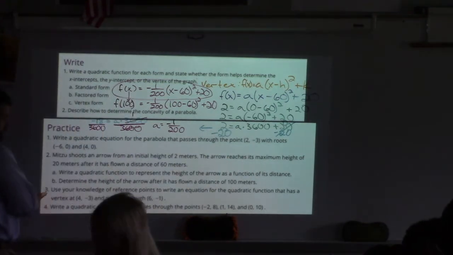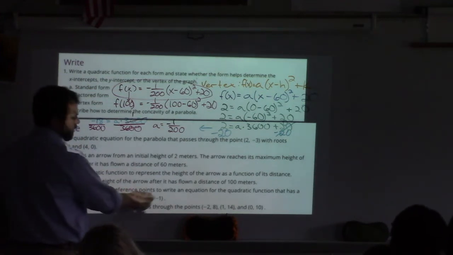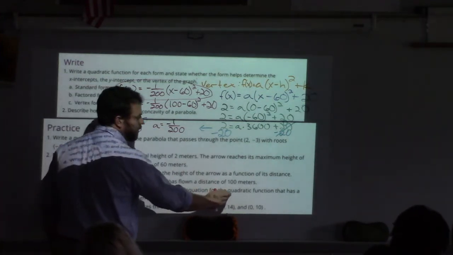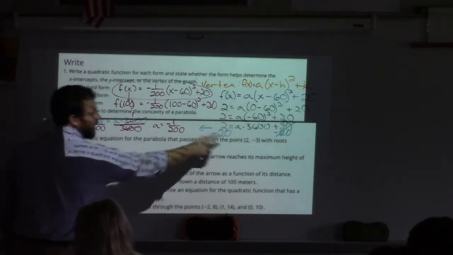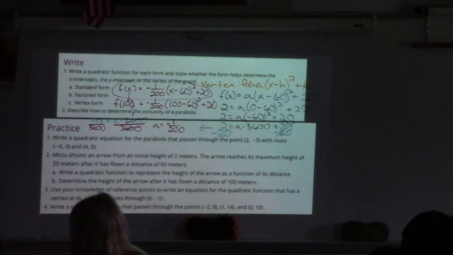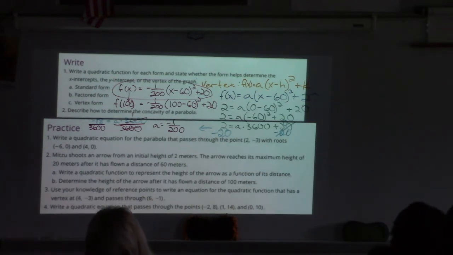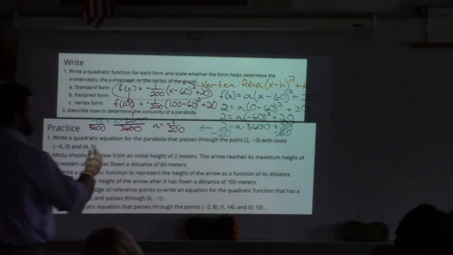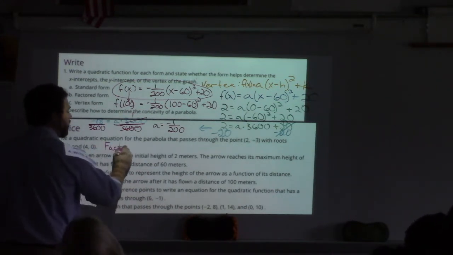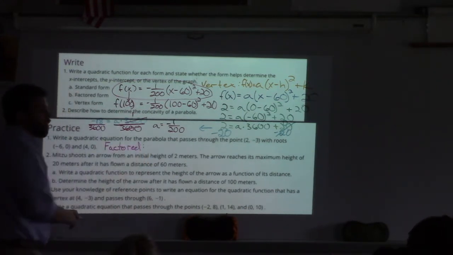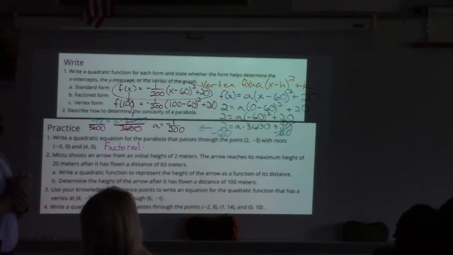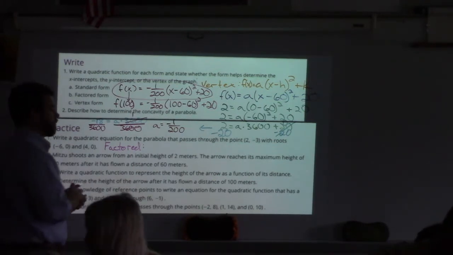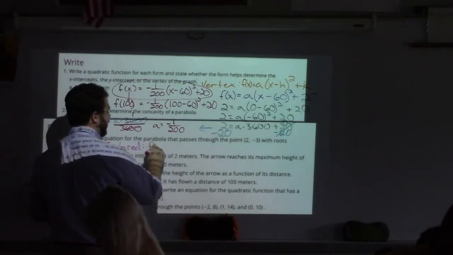Notice down here in number 3, use your knowledge of reference points, which don't worry about that part, to write an equation for the quadratic function that has a what? Vertex. If it's a vertex, they're going to tell you it's a vertex. What do you think now? Factored. What do we have here that's telling us factored form? We have roots. Notice how every time I start by writing the general form, I didn't see a single person do this on the understanding check. I would do it every time. What is the general form for factored form? F of x.